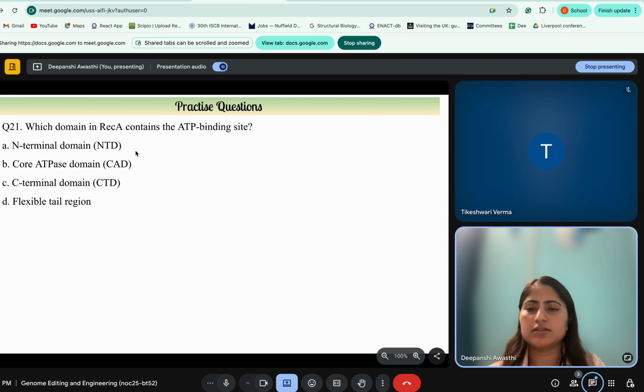Now next question is, which domain in RecA contains the ATP binding site? Option A, N-terminal domain. Option B, core ATPase domain. Option C, C-terminal domain. And option D is flexible tail region. So you need to tell which domain contains the ATP binding site. So you can guess from these names where the ATP site could be present.